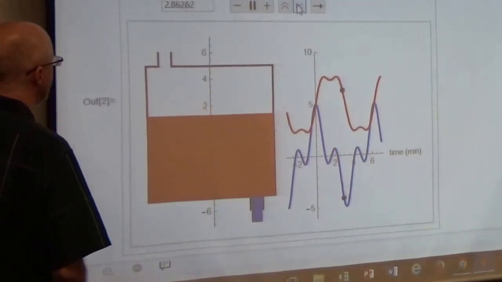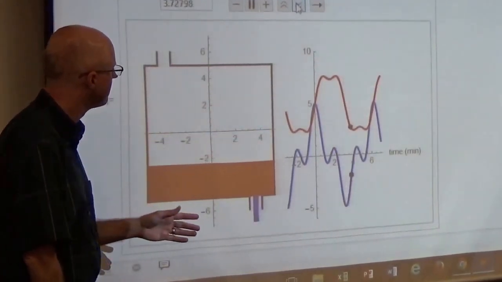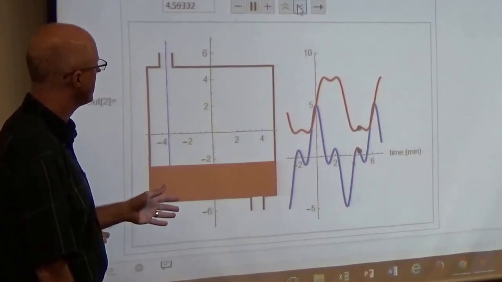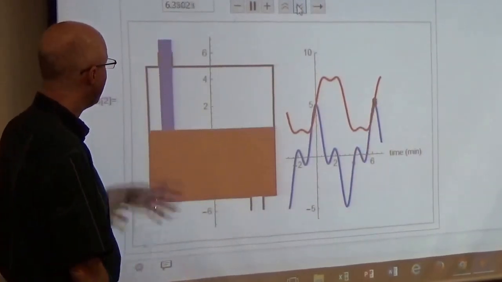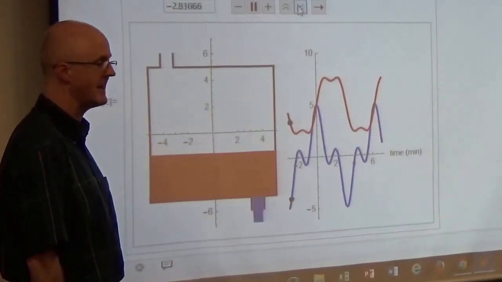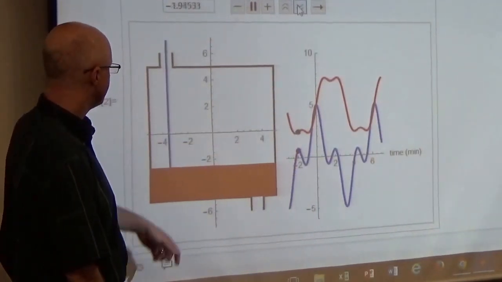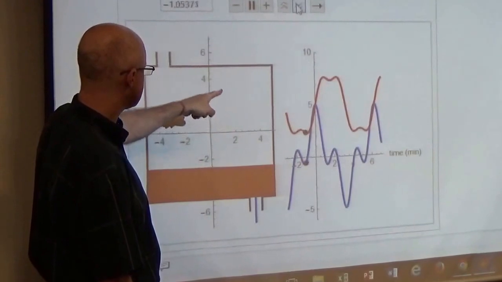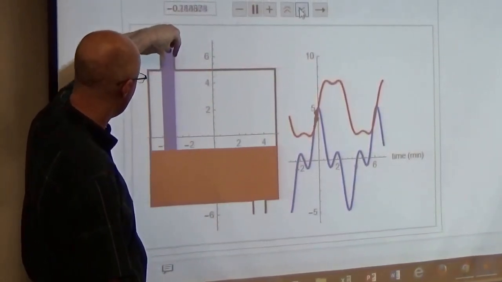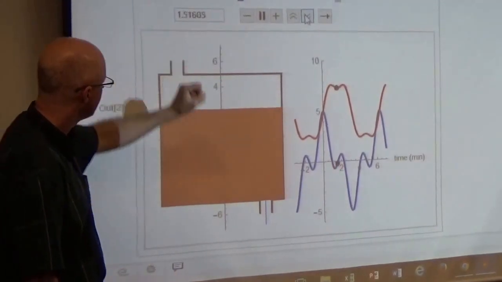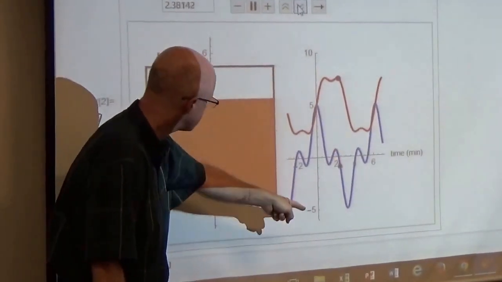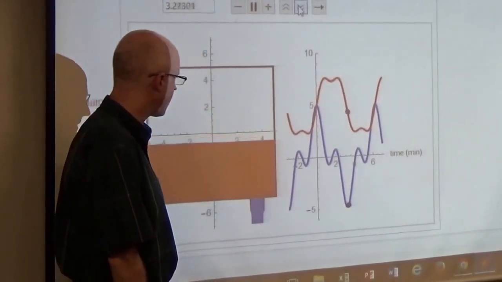See what's going on here? Focus on the blue graph first, actually. Anytime that blue graph is negative, water is flowing out. Anytime it's positive, it's flowing in. The higher the blue graph is when it's positive, the faster the water is going in, represented by the thicker thing there. And the lower it is negatively, the faster it's going out.